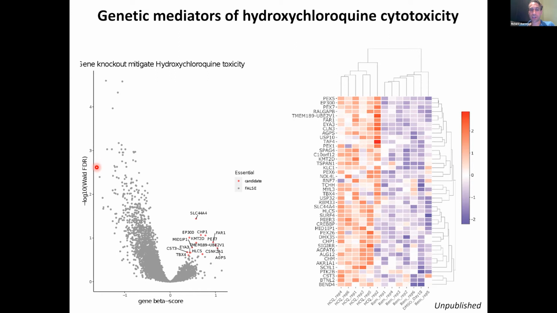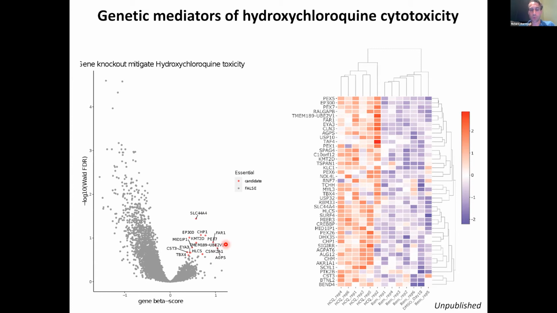So basically, on the left are genes where, in the presence of hydroxychloroquine, lacking that gene is toxic. And on the right are genes where, when you lack that gene, hydroxychloroquine is no longer toxic. And so this set here are very interesting candidates for us for reducing the toxicity of a drug treatment.